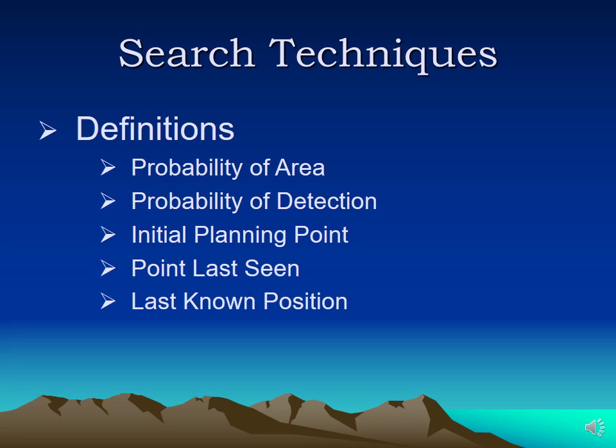It is important to understand the definitions of terms that may be used in development of a search. Probability of area is the probability that the subject is in the area to be searched. This is expressed as a percentage, such as 60%. The probability is a subjective estimate based on the subject and family information and/or other clues.